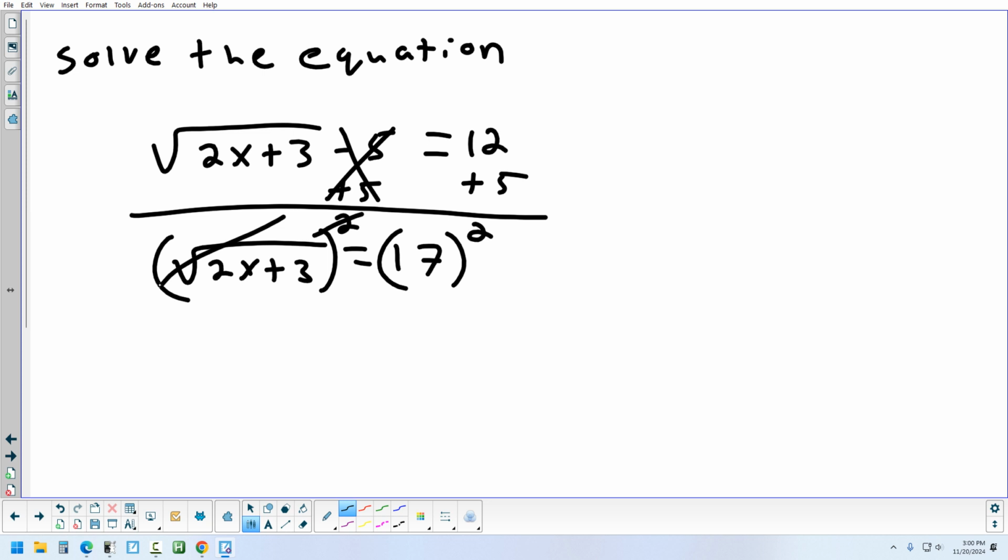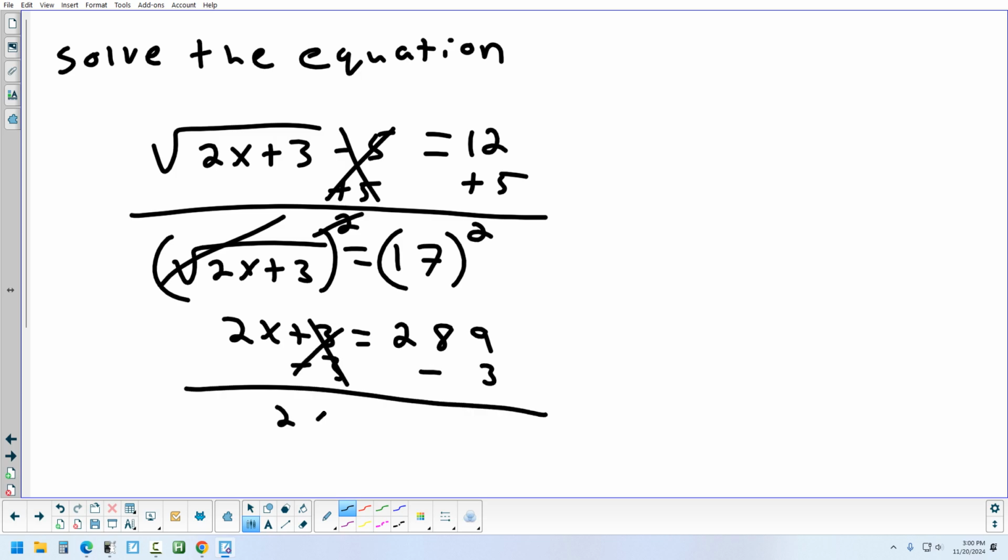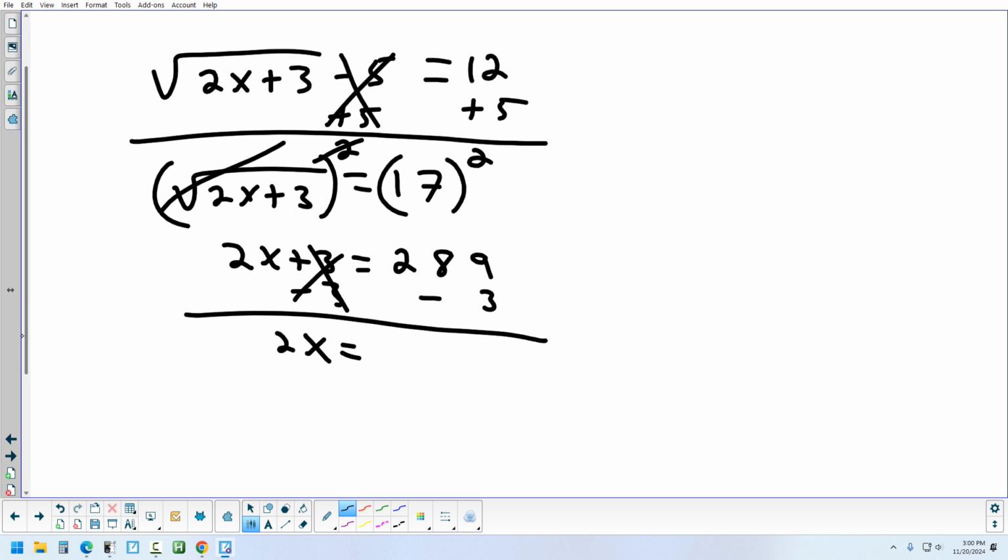And what are you left with on the left side? It would be 2x plus 3. And now we need 17 to the second power. That is 289. All right. What would our next step be? Subtract 3 from both sides. Looks good. So 2x equals 286.